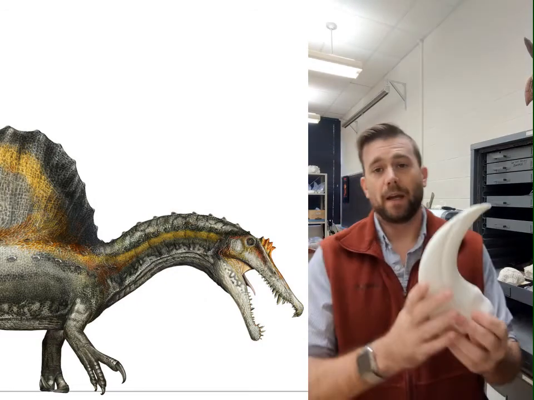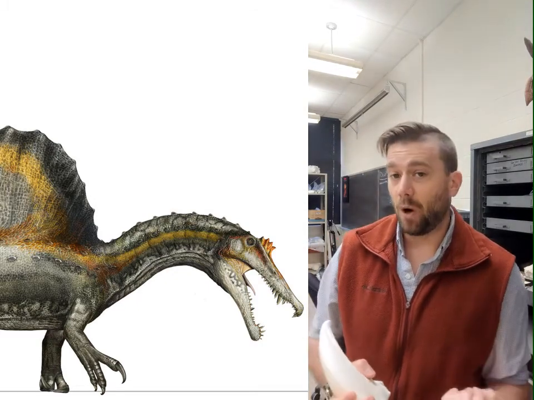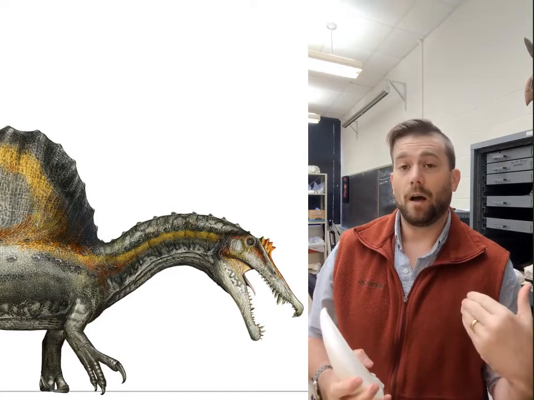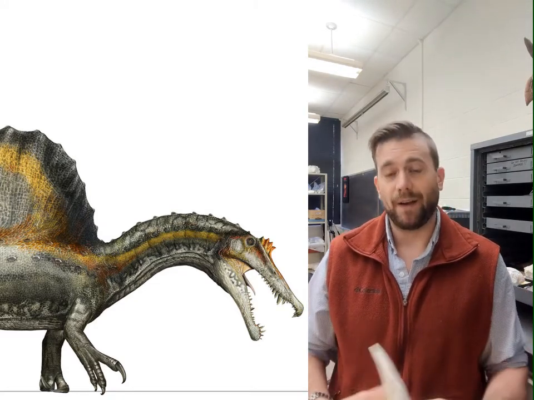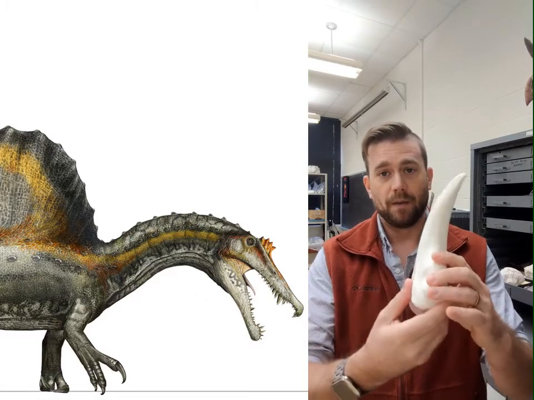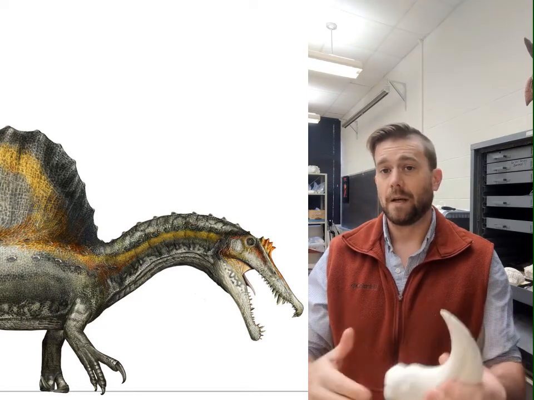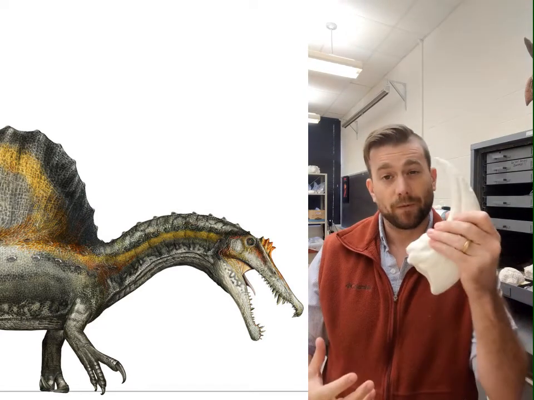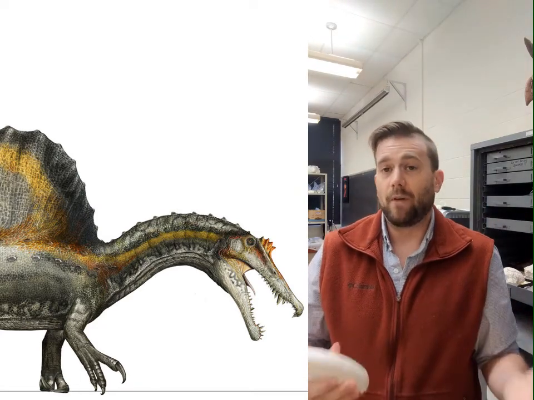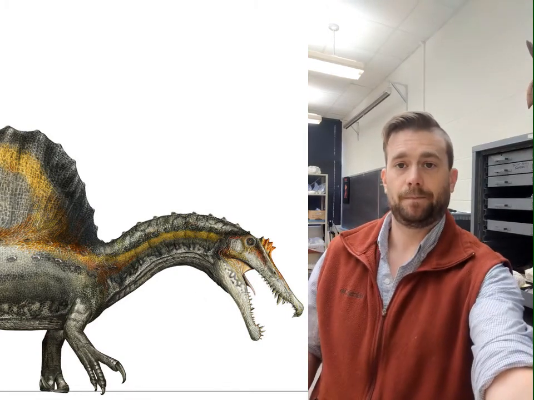So this is a 3D print of the thumb claw of one of these smaller, still around 30 foot long, Spinosaurids, Baryonyx. In fact, the name Baryonyx means heavy claw, and for obvious reasons. That is a massive, massive claw for something of its size. So Spinosaurs are also really known for things like this, which may have also helped in their predominantly fish-heavy diet.